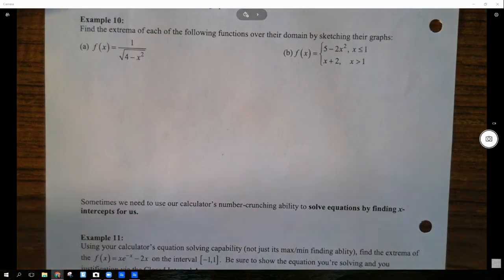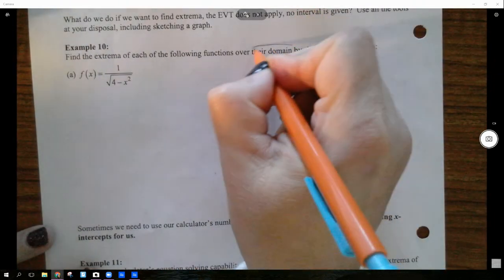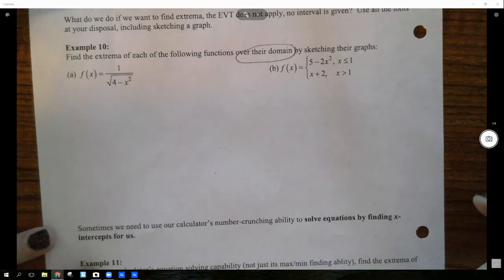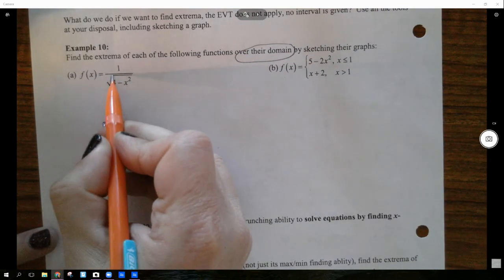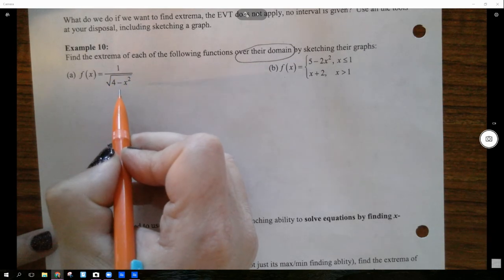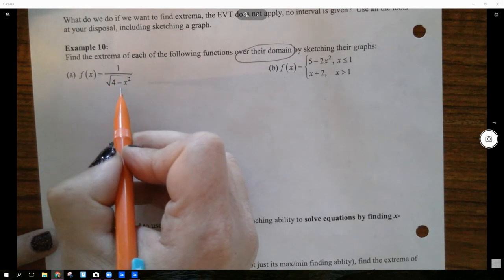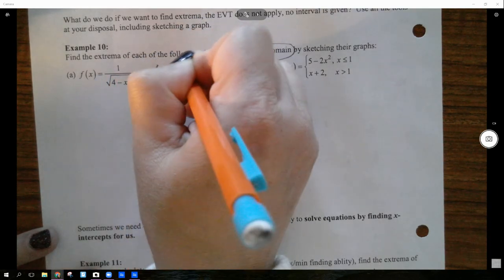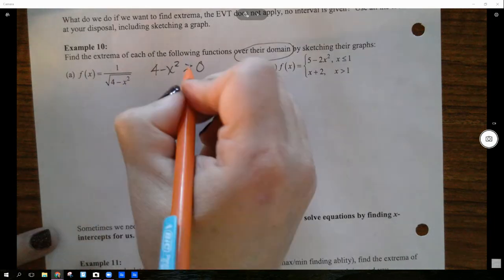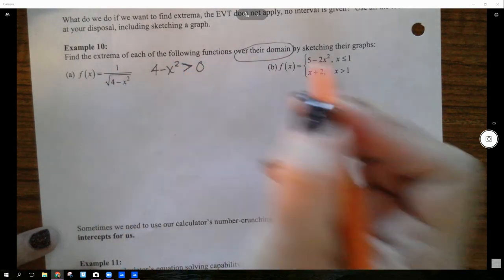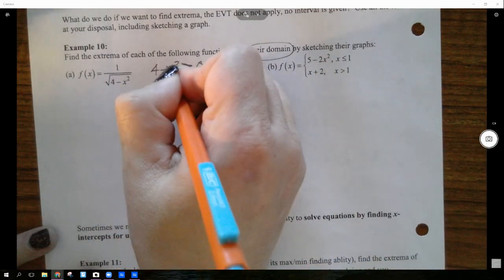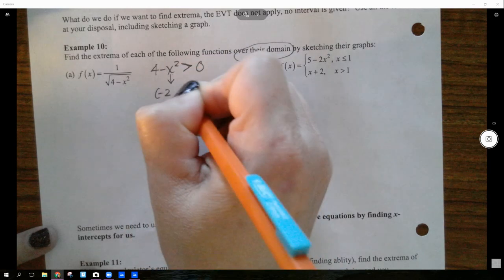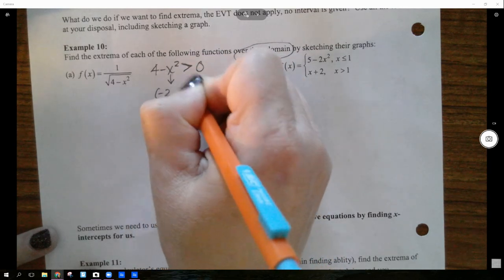Example number 10, you're going to find the extrema for each of the functions over their domain. Notice these have domain restrictions. We can sketch the graphs also. So this domain right here, you have a radical in the denominator of a fraction. So that means that this has to be greater than 0. Can't even be equal to 0 because we can't have 0 in the denominator. So that's going to make this right here cannot be -2, and it also cannot be +2.